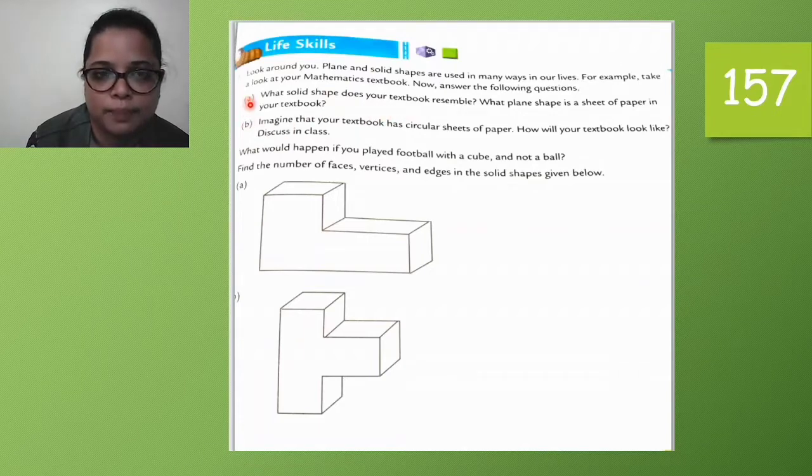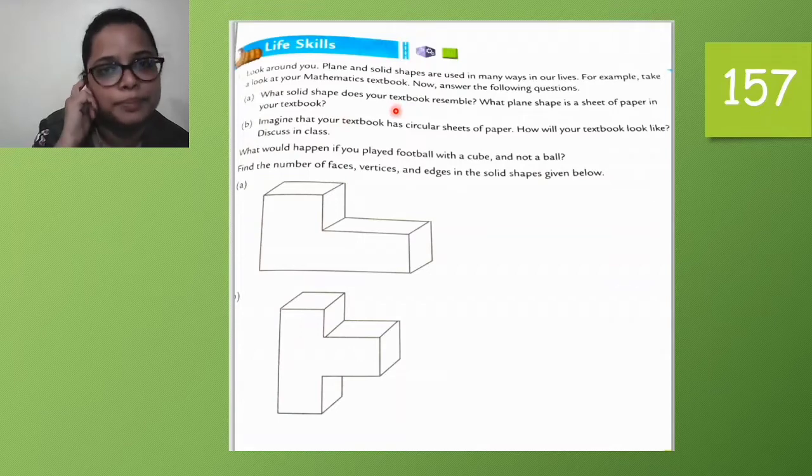Question A. What solid shape does your textbook resemble? Which solid shape does it look like? Yes, it looks like a cuboid. So write down here the spelling: cuboid, and put a comma.